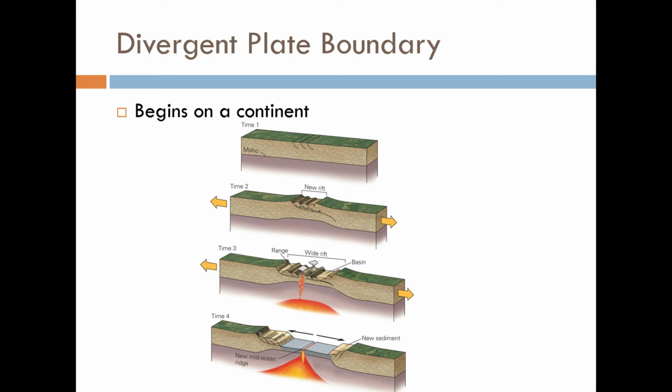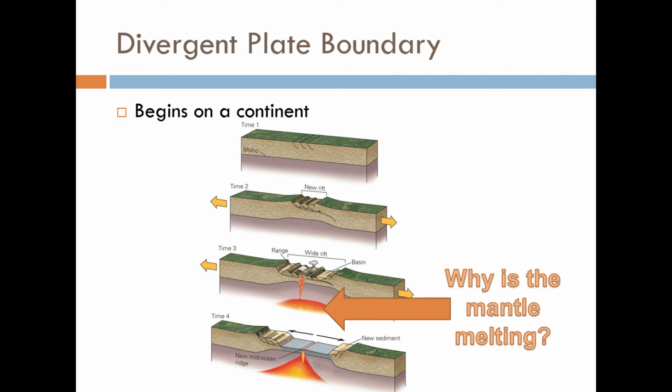don't touch anymore. And when they don't touch, it's not like you can have just mantle sitting there. So what happens is those volcanoes that were forming in the Rift Valley start filling that in, and you get oceanic crust. So while divergent plate boundaries start on a continent, they end up ending in an ocean.